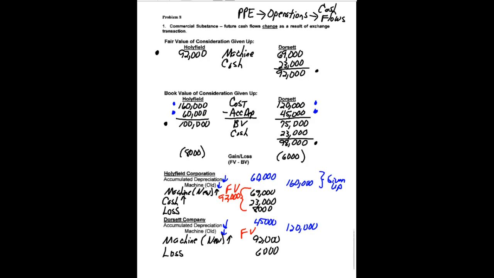Okay, second alternative. Winston offered a similar machine. This exchange lacks commercial substance. So here's Winston: 152, 71, and 92. So let's go look at what's going to happen in this situation. And again, this lacks commercial substance. So if it lacks commercial substance, if there is a gain, it's real iffy on whether we'll report it. So let's see what's going to happen here.